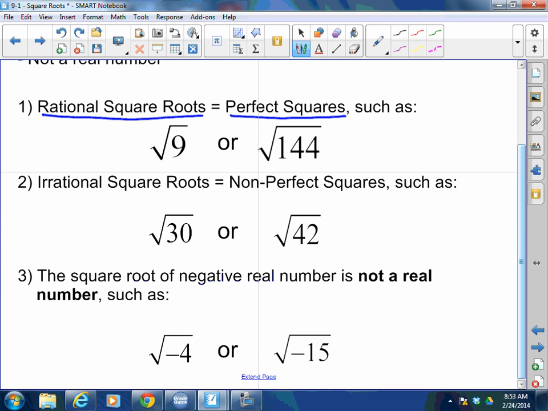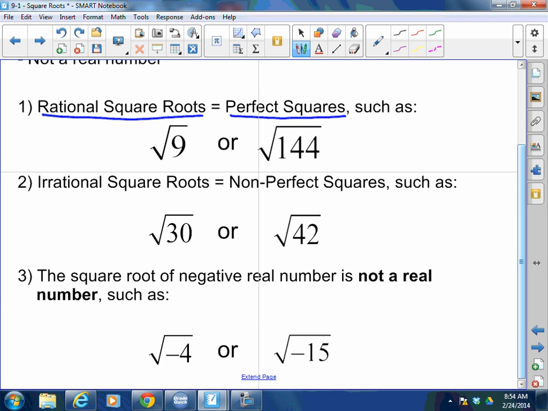Two, irrational square roots. Irrational square roots are non-perfect squares. Period. That's it. Square root of 30 is irrational. There is an answer for it, I promise you. But it's a decimal answer. And when you get a decimal answer from a square root, it is not rational. It is irrational. So be careful.